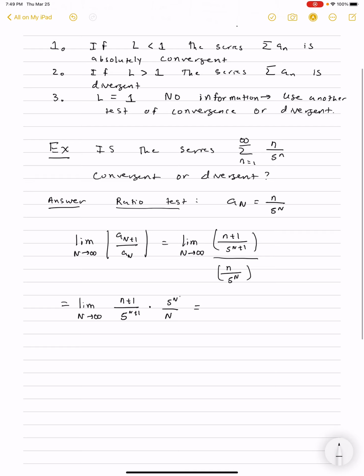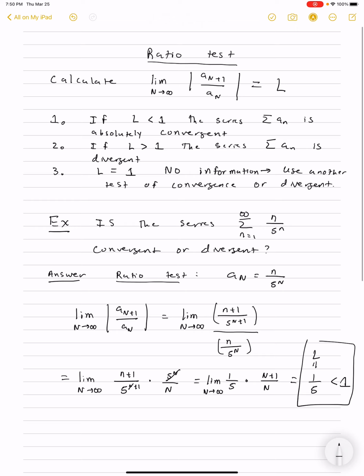Okay, I get to cancel that 5^n with the exponent there, and I'm left with this limit as n goes to infinity of 1/5 times (n+1) over n. And using calculus here, we see that this limit is 1, so this is 1/5, and that this is less than 1. So this is the limit L here, and it's less than 1.